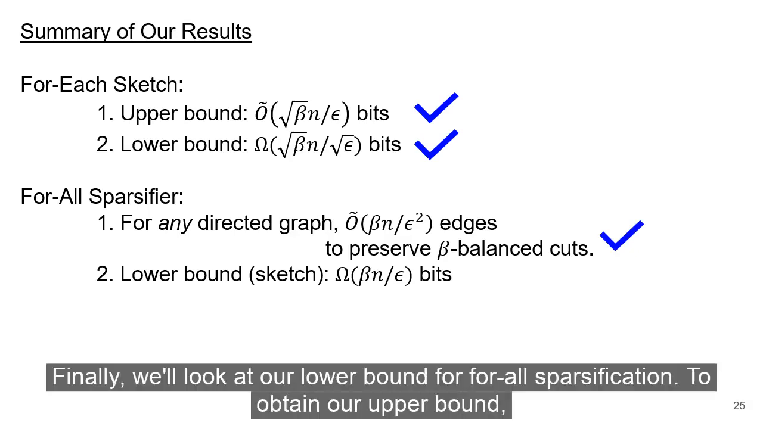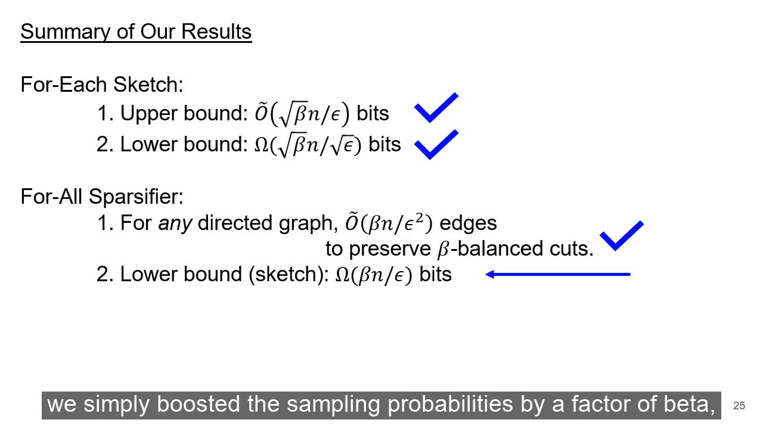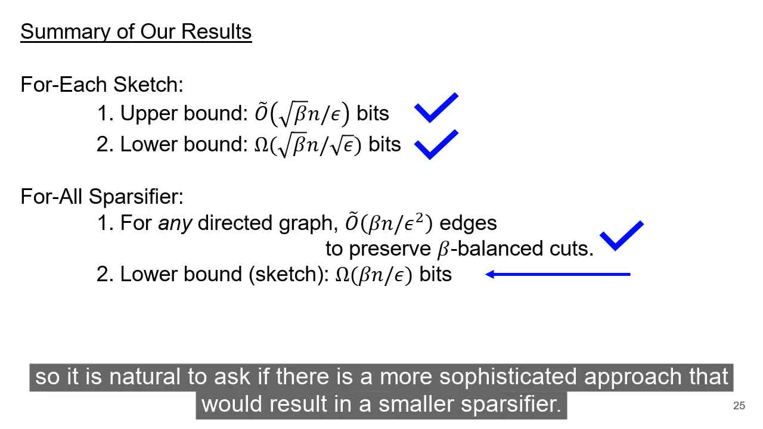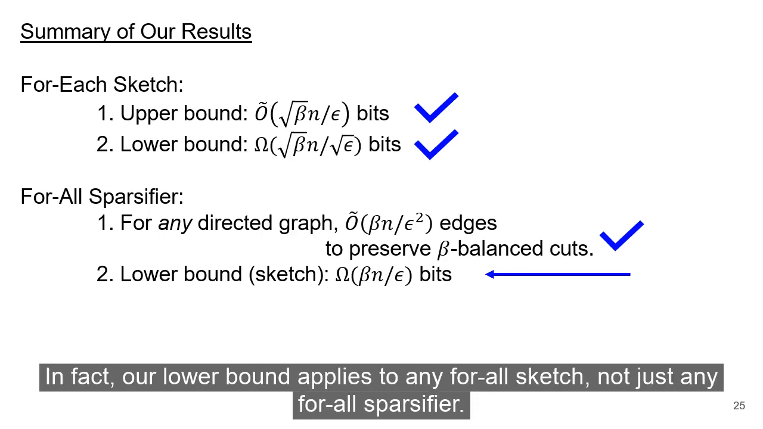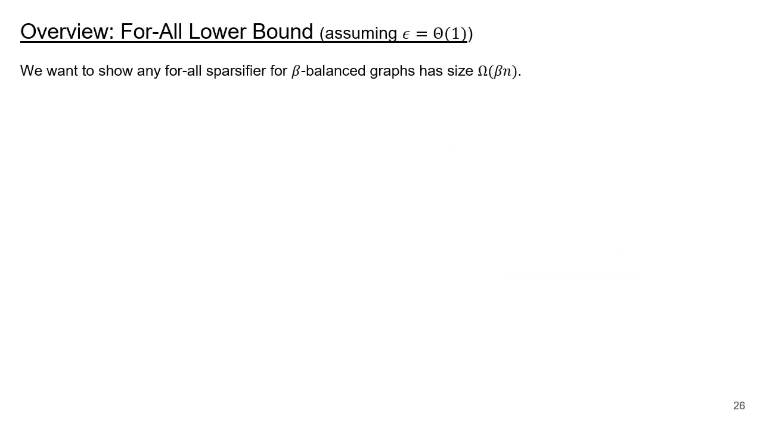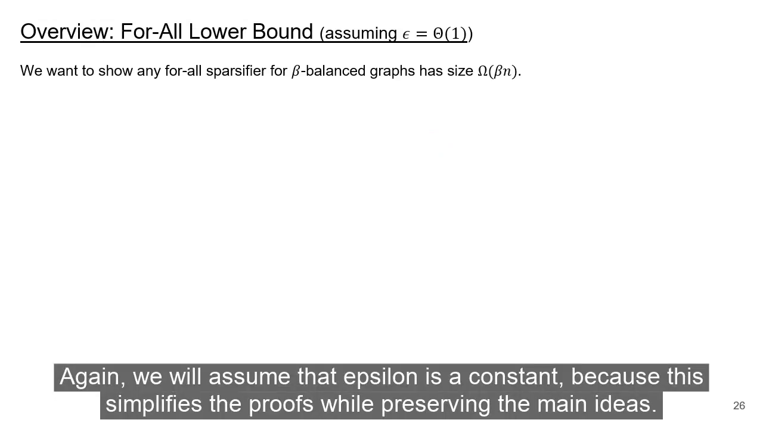Finally, we'll look at our lower bound for for-all sparsification. To obtain our upper bound, we simply boosted the sampling probabilities by a factor of beta, so it is natural to ask if there is a more sophisticated approach that would result in a smaller sparsifier. But our lower bound shows that this linear dependence on beta is indeed necessary. In fact, our lower bound applies to any for-all sketch, not just any for-all sparsifier. Again, we will assume that epsilon is a constant because this simplifies the proofs while preserving the main ideas.